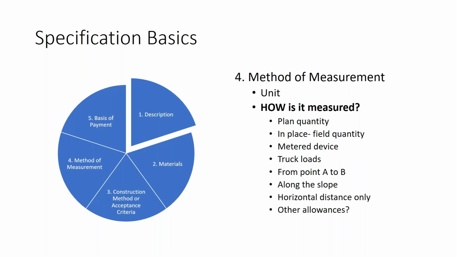Do we want to do just the horizontal distance, even though we know conduit goes down, across, and then back up? Or do we want to allow for other allowances, such as the excess that may be needed for installation but is later cut off? Always address how something is measured when we're addressing the method of measurement.